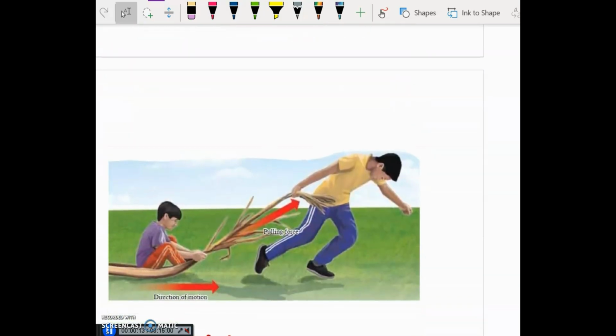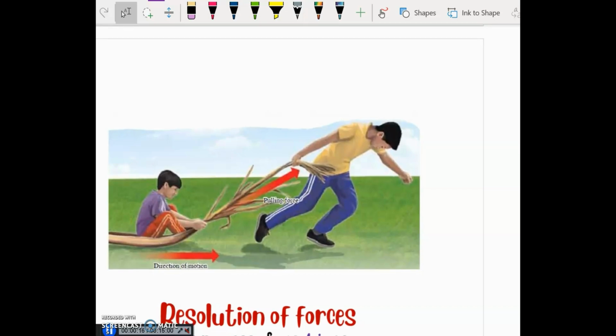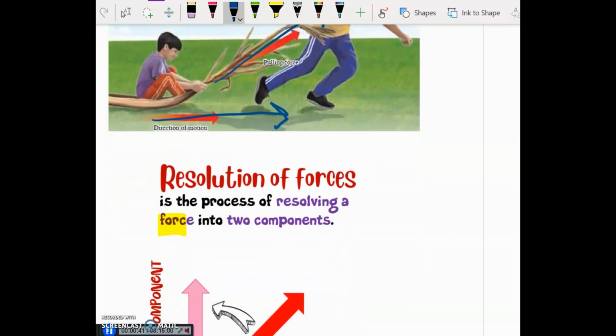So here in this diagram, you can see that two boys are playing tarik upih. One boy is pulling the upih and another one is being pulled. The direction of pulling force is actually inclined upward. But the motion of the boy that is being pulled is horizontal. So why does this happen? This situation can be explained by resolution of forces.